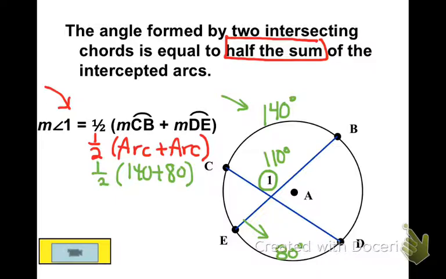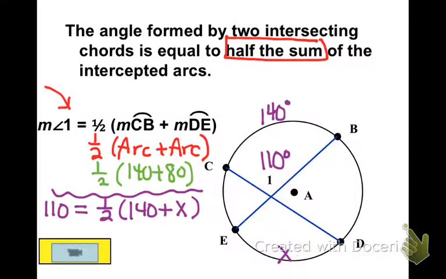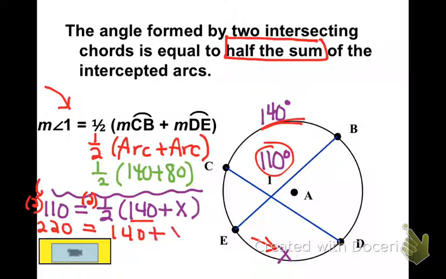But now let's look at one where we know the angle, but we don't know the arc. So I'm using the same values, but I left out this arc measure. So you would just put your angle measure, 110 degrees, on one side of the equal sign, 1/2, and then our arc measure, 140 plus x. We could multiply both sides by 2, so we end up getting 220 equals 140 plus x, and then subtract 140 from both sides.